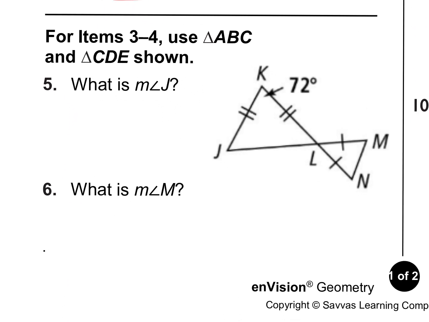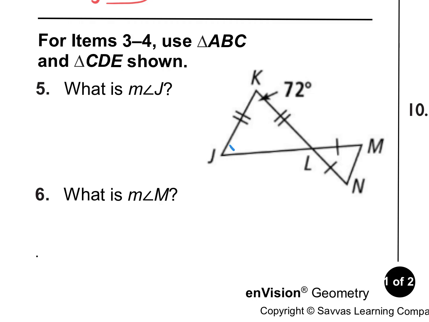Numbers 5 and 6. Number 5 wants us to find the measure of angle J first. So we can just focus on this triangle here. What do you notice about that triangle? It's an isosceles triangle. We knew that because we have 2 congruent sides. What else can I assume then? 2 congruent angles across from those 2 sides. Good. So using information that we have, we know this angle right here is 72.